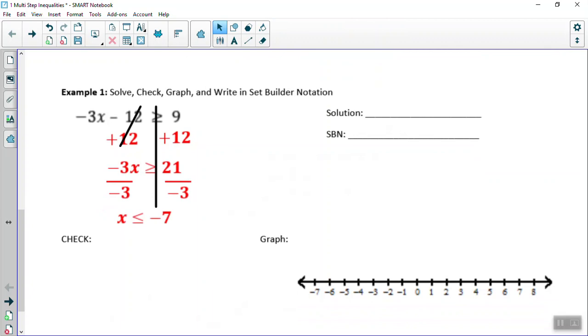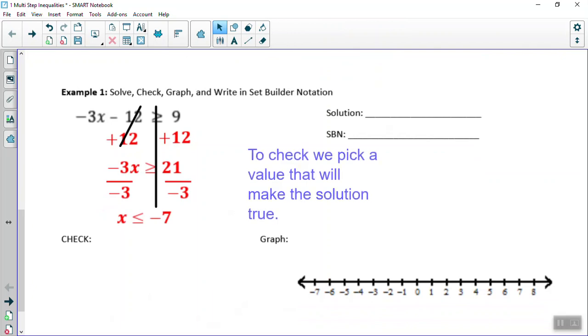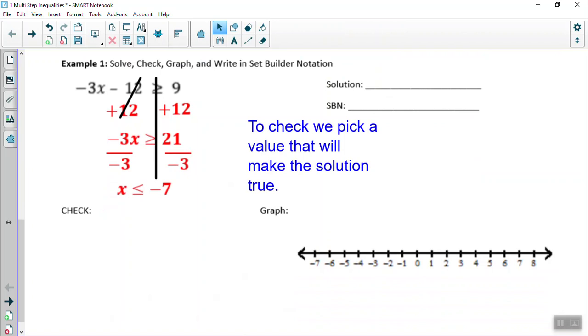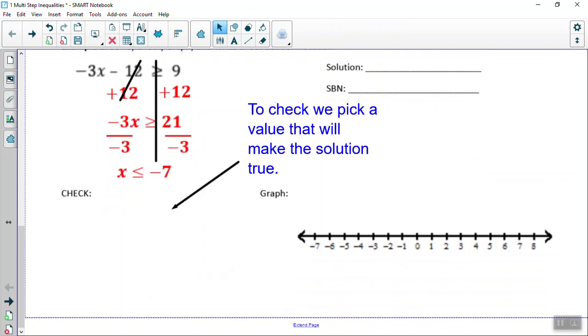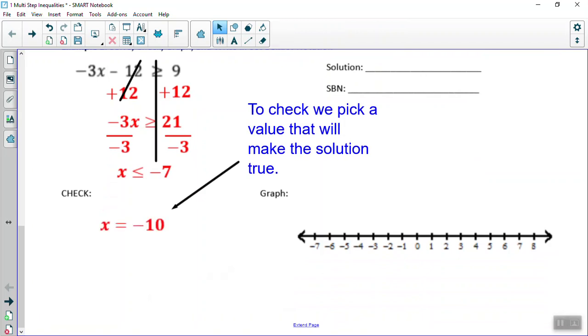All right, so we need to check. In order to check, we pick a value that will make the solution true. So we're looking for numbers that are less than or equal to negative 7 to plug back in. So we're going to take one, and we're just going to say, let's use negative 10. We can pick any number we want as long as it is less than or equal to negative 7. So we're going to pick negative 10 because that's less than negative 7.